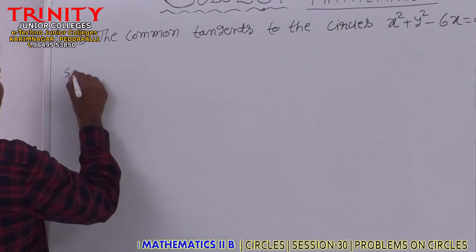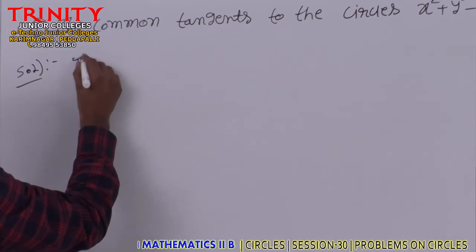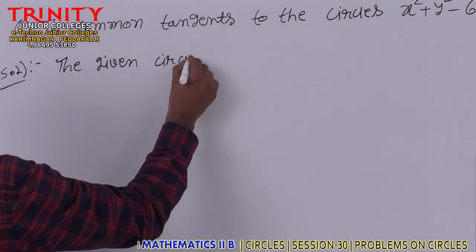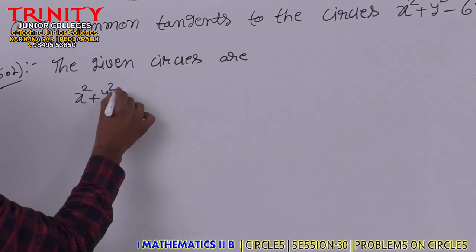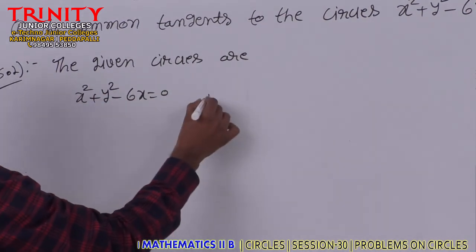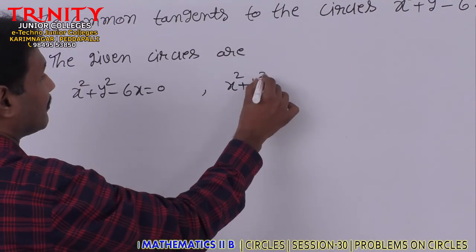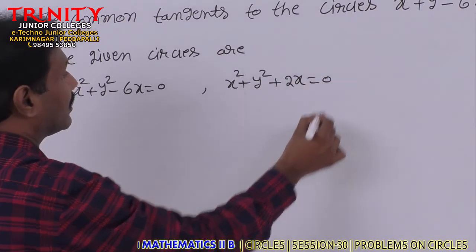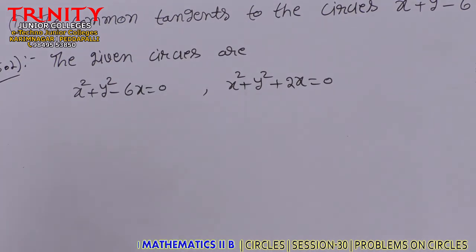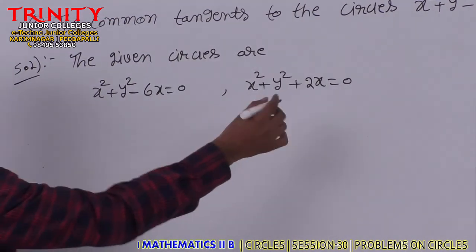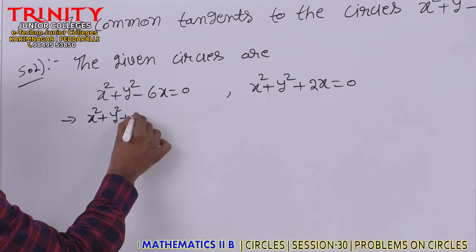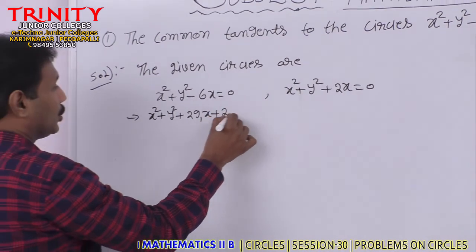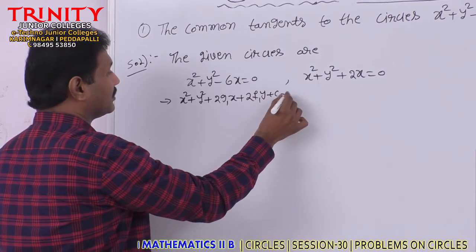The given circles are: first one is x square plus y square minus 6x equal to 0. Second one is x square plus y square plus 2x equal to 0. First, to find the position of the circles. What is the relative position of the circles? First, we find this is of the form x square plus y square plus 2g1x plus 2f1y plus c1 equal to 0.